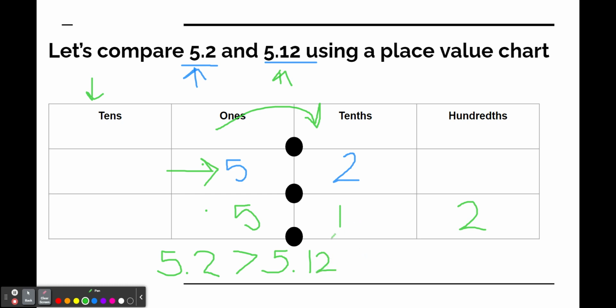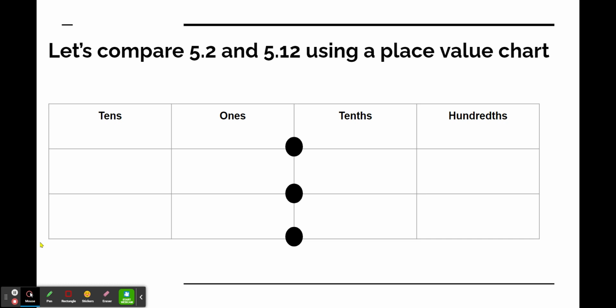Okay. Now, although 12 is a bigger number, we're looking at hundredths. If we look at our tenths and I put a 0 in my hundredths place, that means 20 is larger than 12. So 5.2, which is the same as 5.20, is going to be larger than 5.12. So our comparison statement is 5.2 is greater than 5.12, or I can say 5.12 or 5 and 12 hundredths is less than 5.2 or 5 and 2 tenths.